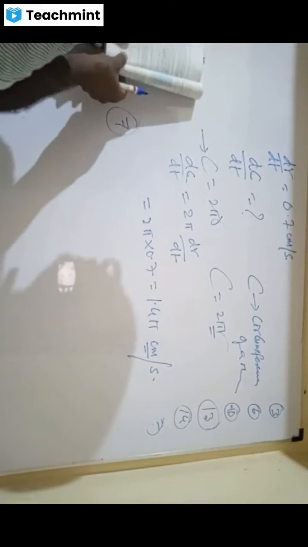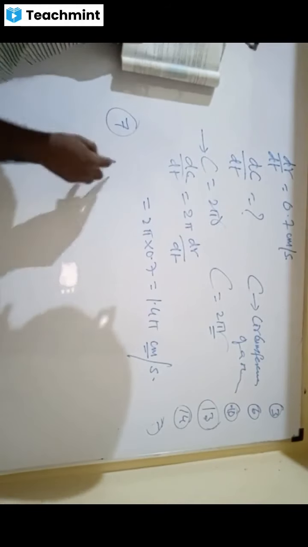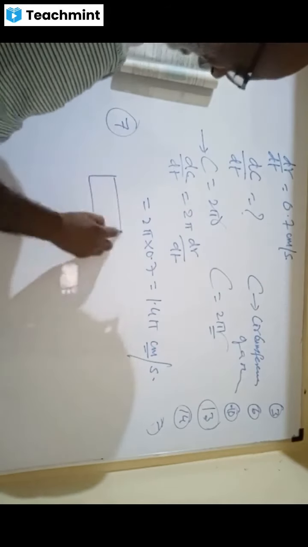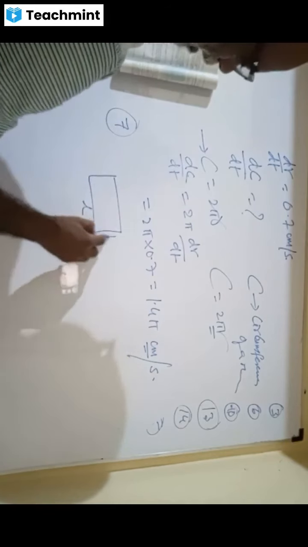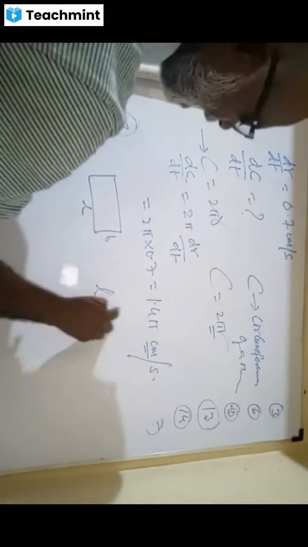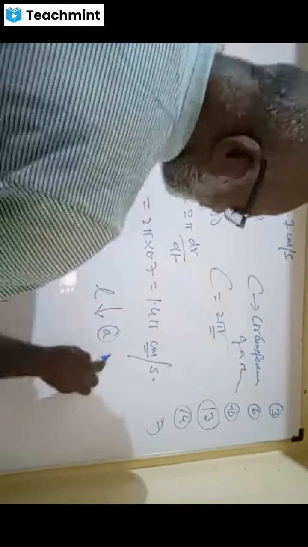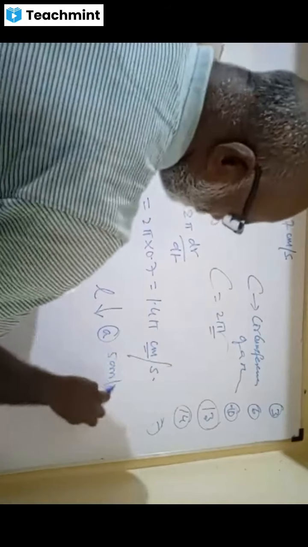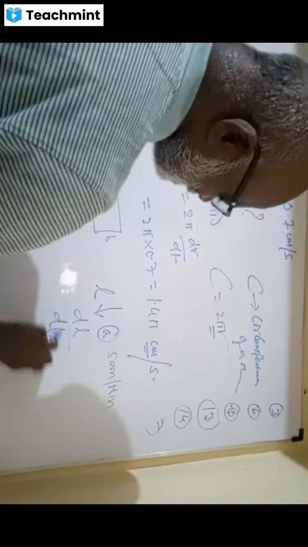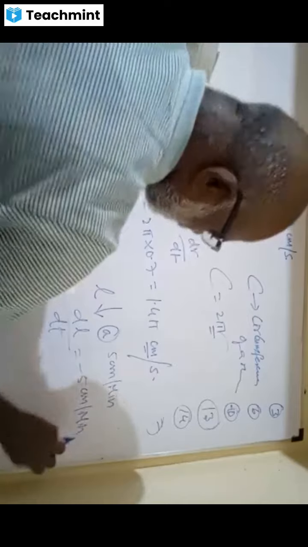Please watch here. The length x of a rectangle is decreasing at the rate of 5 centimeter per minute. Length of a rectangle, you take it as L. Breadth of a rectangle, you take it as B. Length is decreasing at the rate of 5 centimeter per minute. That means dl by dt is given as minus 5 centimeter per minute.